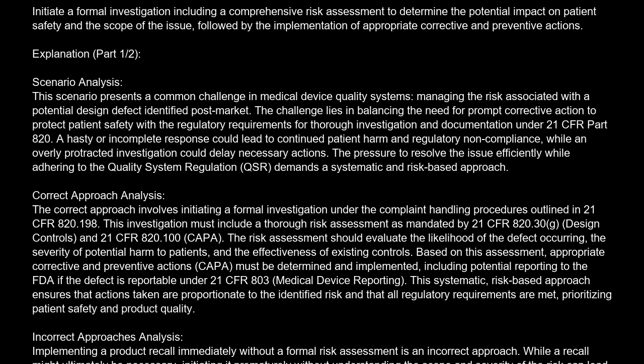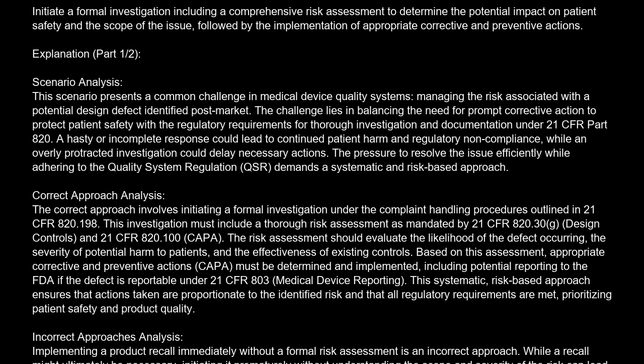Based on this assessment, appropriate corrective and preventive actions, CAPA, must be determined and implemented, including potential reporting to the FDA if the defect is reportable under 21 CFR 803, medical device reporting. This systematic, risk-based approach ensures that actions taken are proportionate to the identified risk and that all regulatory requirements are met, prioritizing patient safety and product quality.